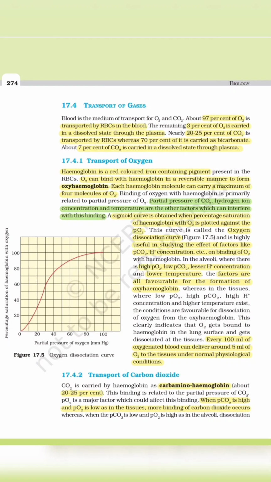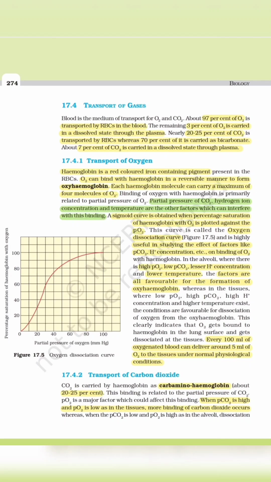A sigmoid curve is obtained when percentage saturation of hemoglobin with O2 is plotted against the PO2. This curve is called oxygen dissociation curve and is highly useful in studying the effect of factors like PCO2, H+ concentration, etc. on binding of O2 with hemoglobin.